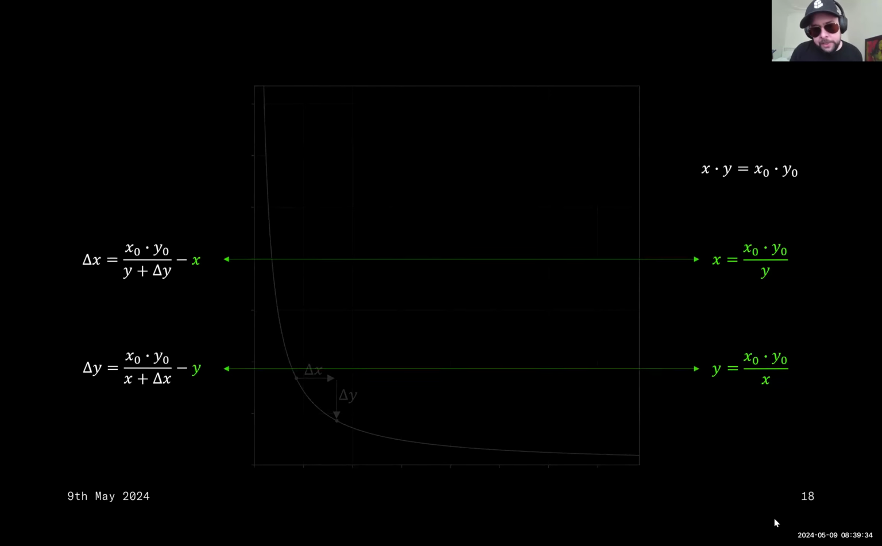Now we can start to rearrange this, because what we really want to do with these equations is to isolate just the delta x or just the delta y in terms of the other one, so that we can compute what a token swap would actually look like.